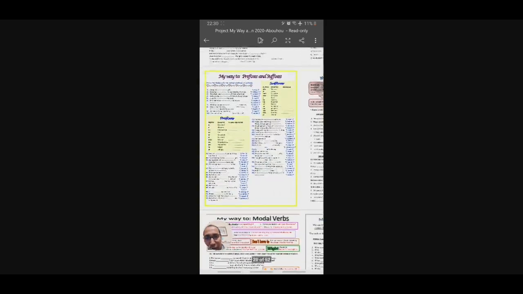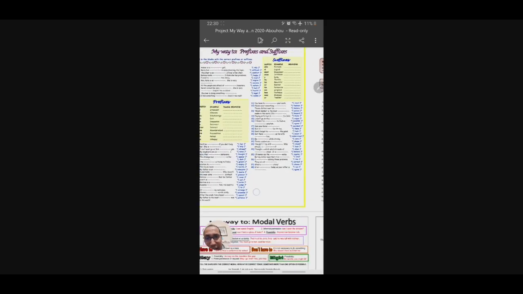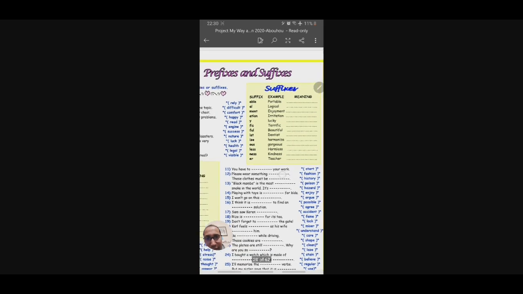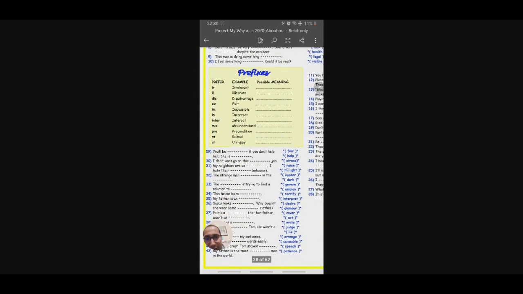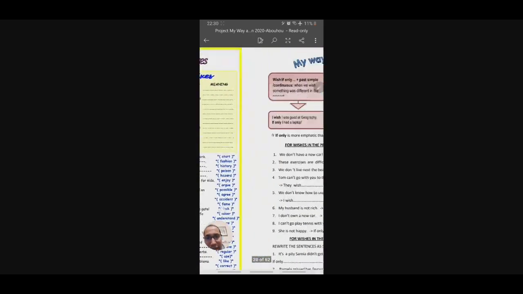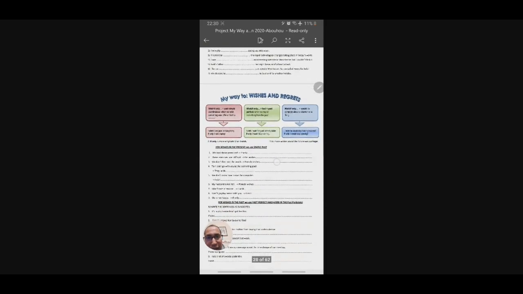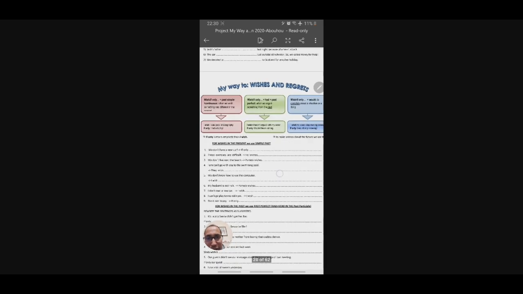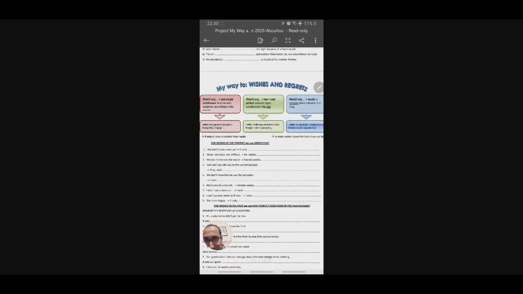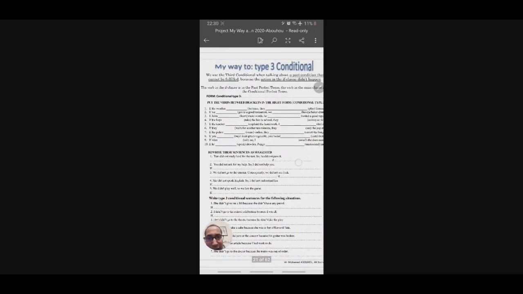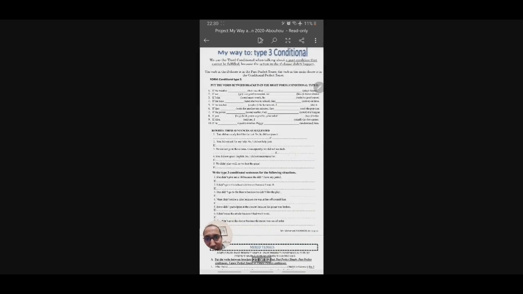Then my way to prefixes and suffixes and exercises, and then my way to wishes and regrets. My way to wishes and regrets, the rules, as well as practice. And then conditional type 3. My way to conditional type 3, we have the form, rules, as well as practice.